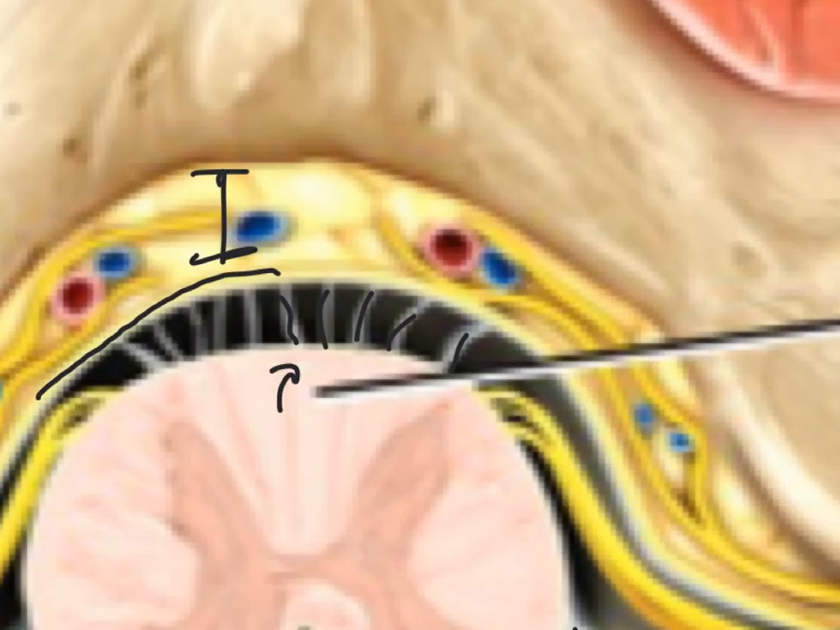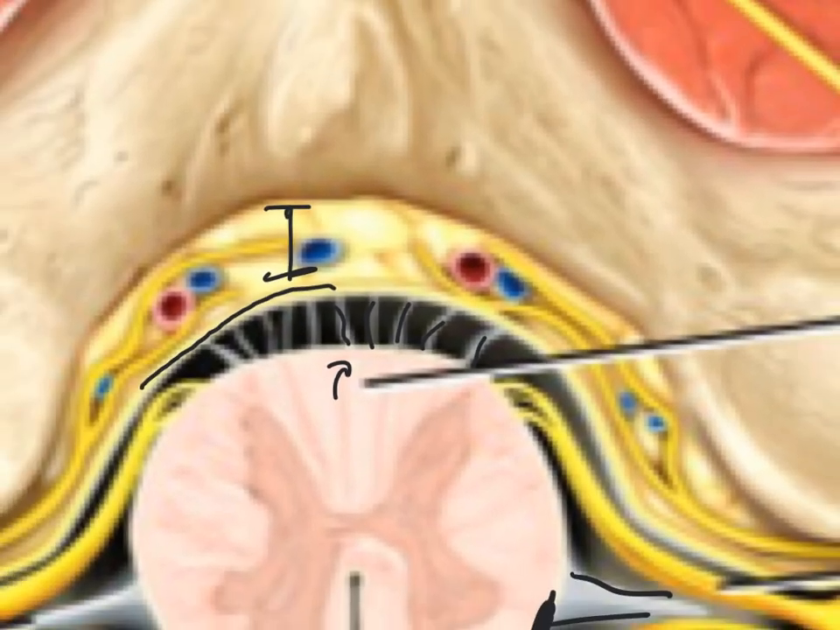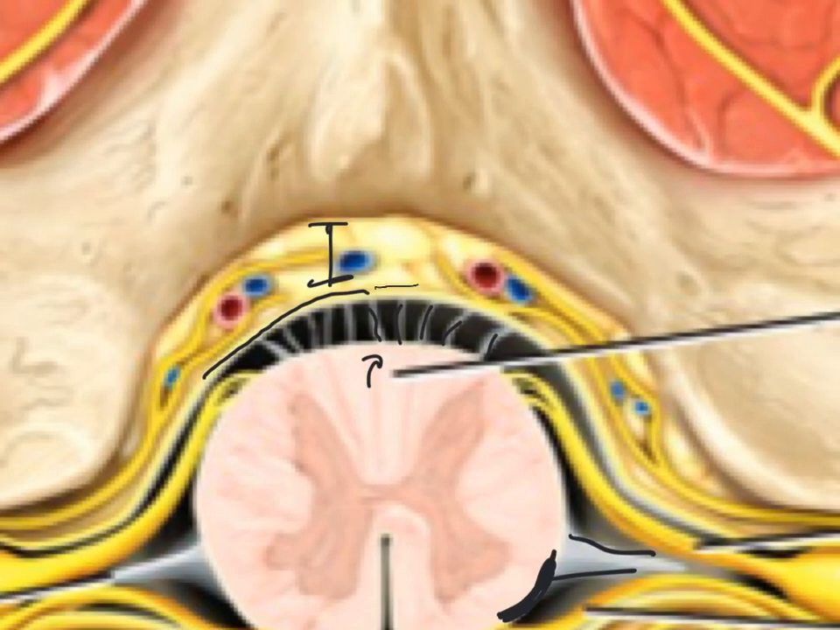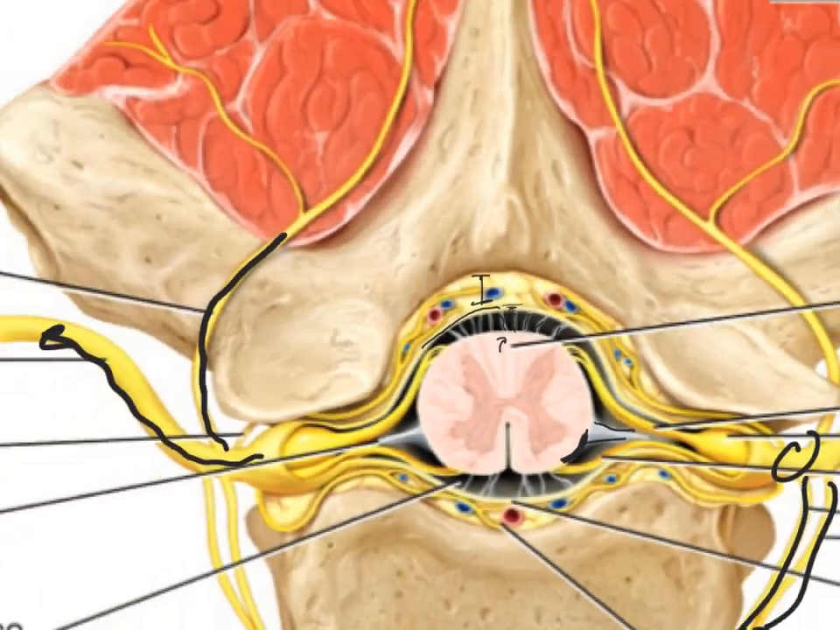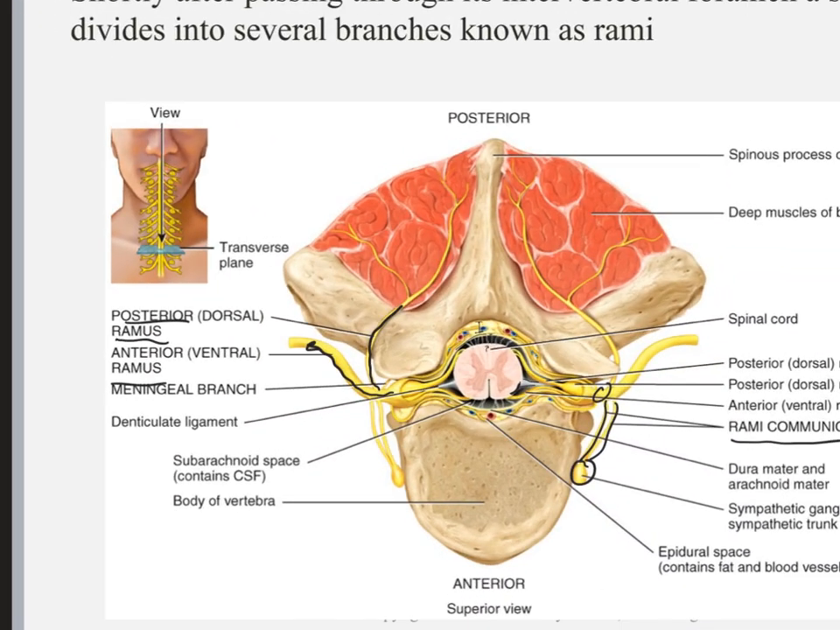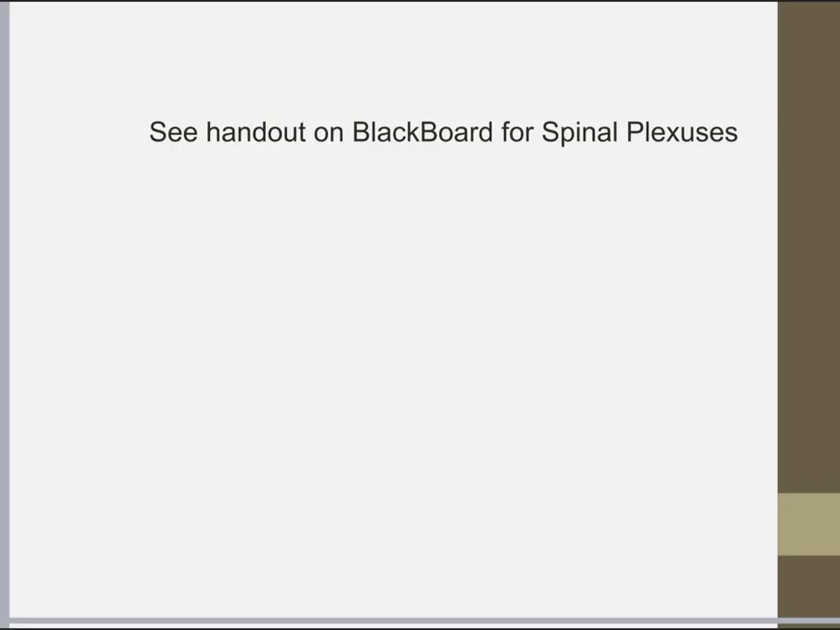And again, if we zoom in, and the pixelation here makes it kind of hard, but in between the dura and the arachnoid is a space, so that would be our subdural space, quite small. Now on Blackboard, we have a handout for all the spinal plexuses. So again, review your plexuses.